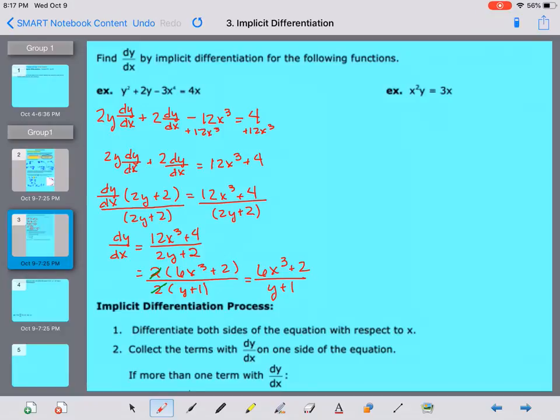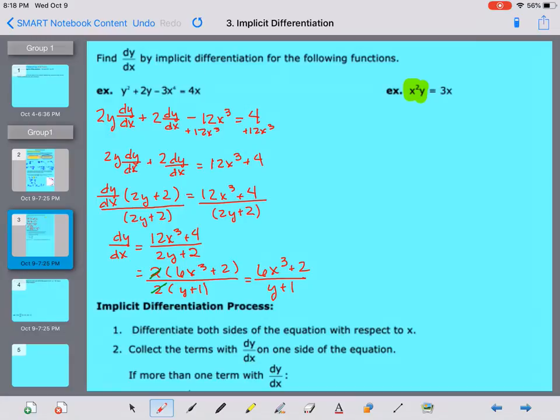Now for the next example, if we look at it and read it, this says x squared times y equals 3x. The one thing we have to remember is that all the rules we've learned, product, quotient, chain, all those rules still apply because we are doing a derivative. So if we look at that term right there, we have some multiplication going on, which means if I want to take the derivative of that, I'm going to need my product rule. So I'm going to use product rule to take the derivative of the left side of that equation.